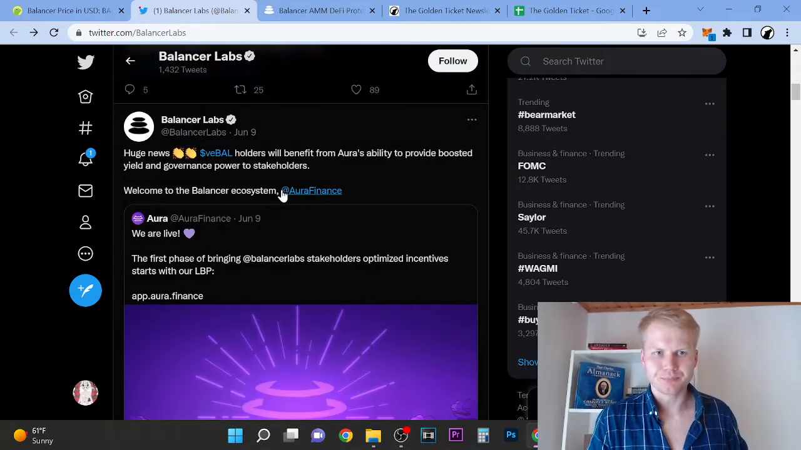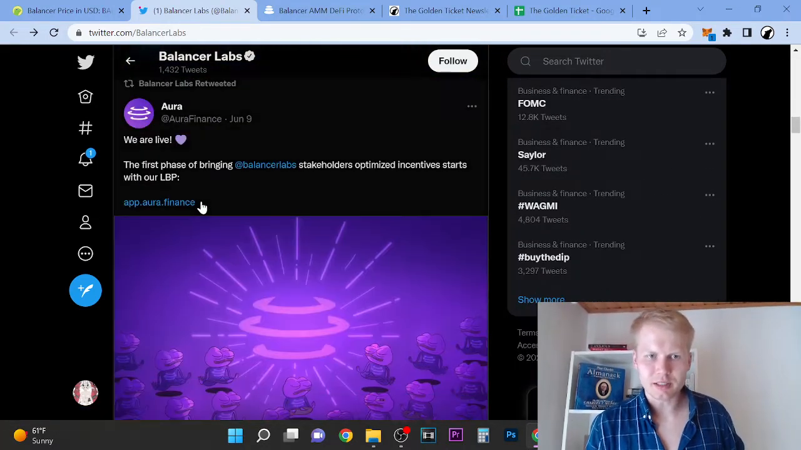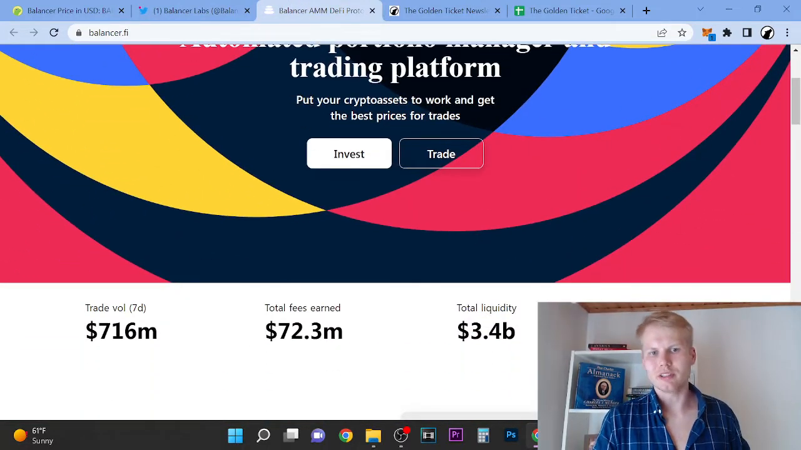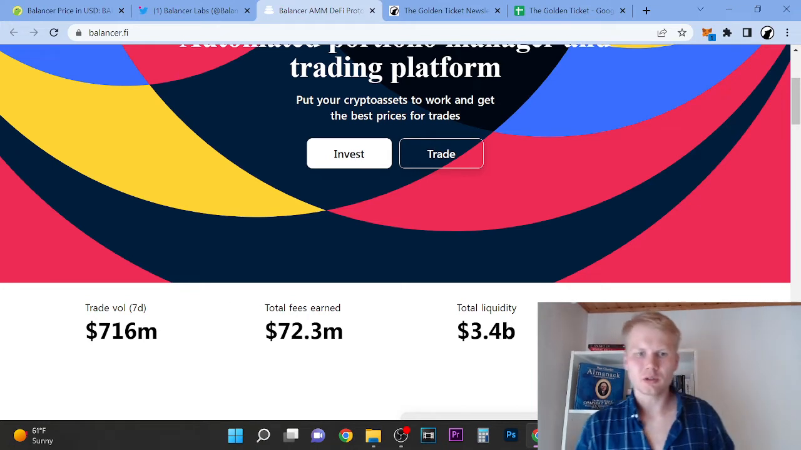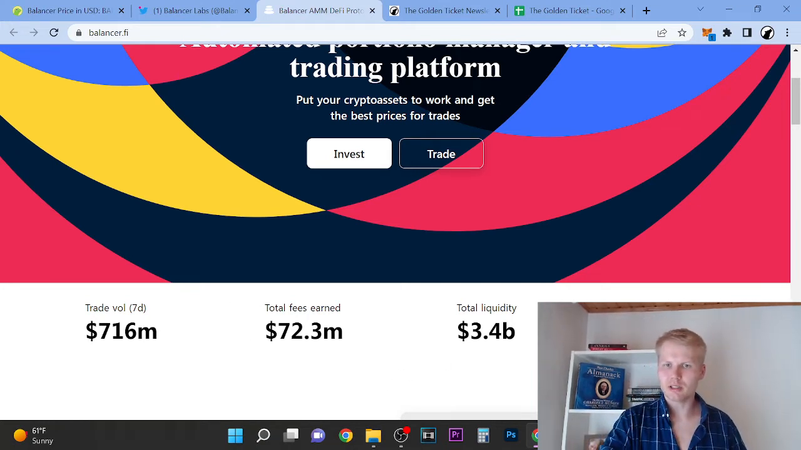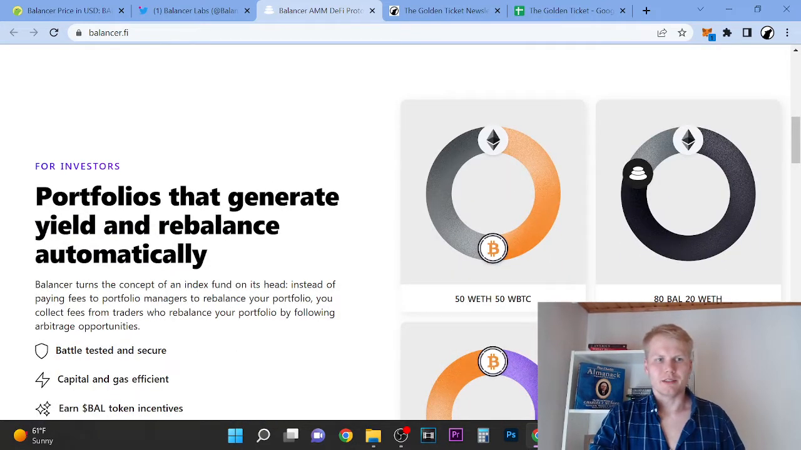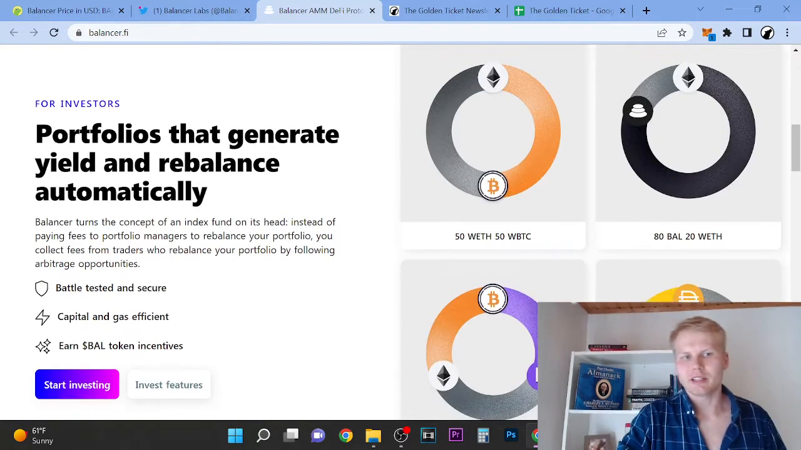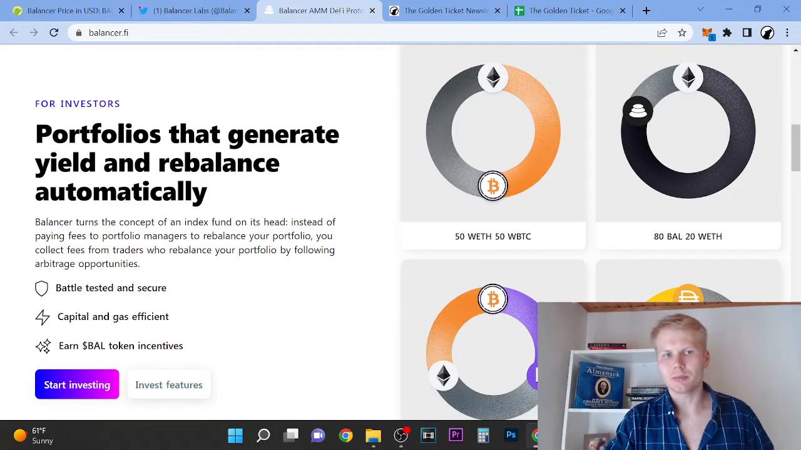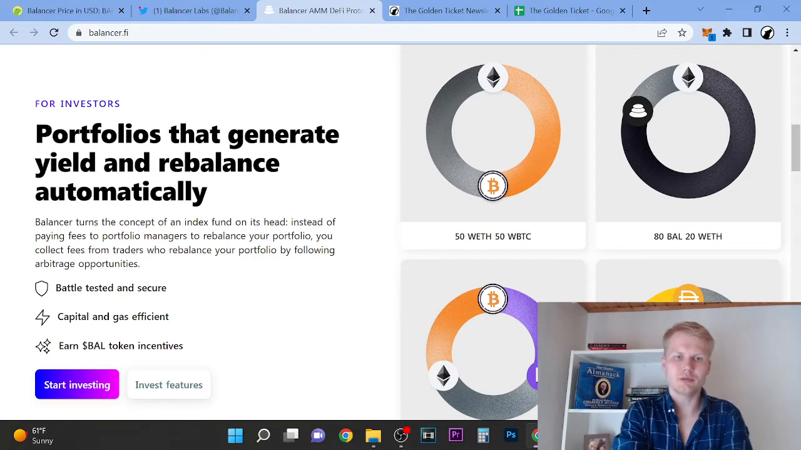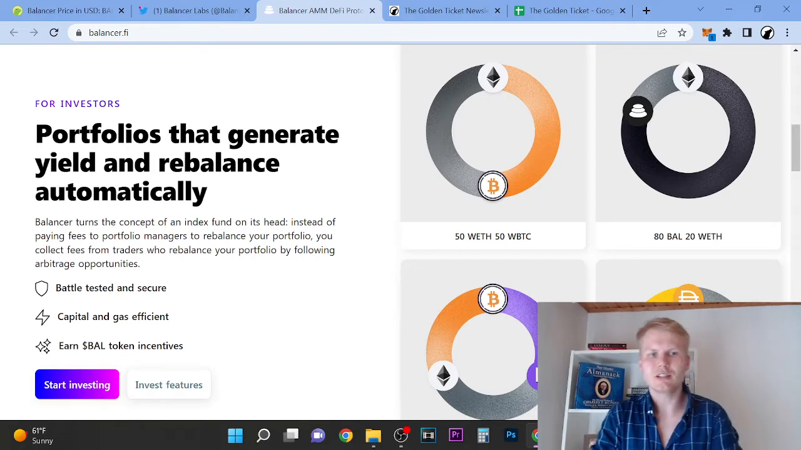Okay, so you can see they're constantly updating here. So trading volume in 7 days, 700 million, total fees earned, 72 million, total liquidity, 3.4, liquidity providers, 7.5. So you can see, for investors, portfolios that generate yield and rebalance automatically. So Balancer turns the concept of an index fund on its head. Instead of paying fees to portfolio managers to rebalance your portfolio, you collect fees from traders who rebalance your portfolios by following arbitrage opportunities. Very, very interesting.